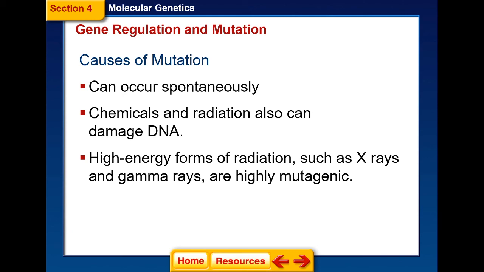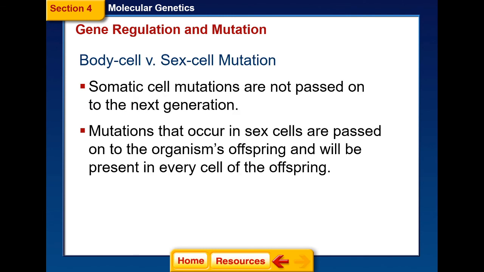Anyway, moving on. Chemicals and radiation also can damage DNA. High energy forms of radiation, such as X-rays or gamma rays, are highly mutagenic. Body cell versus sex cell mutations. Somatic cell mutations are not passed on to the next generation. However, mutations that occur in sex cells are passed on to the organism's offspring and will be present in every cell of the offspring.